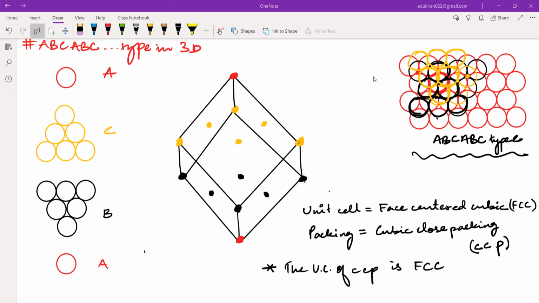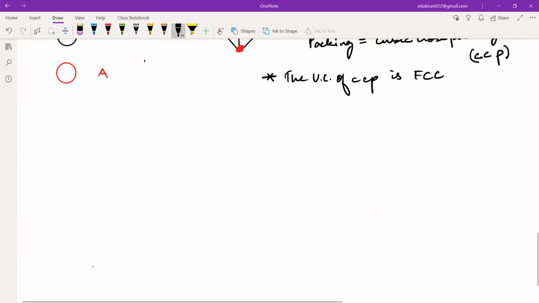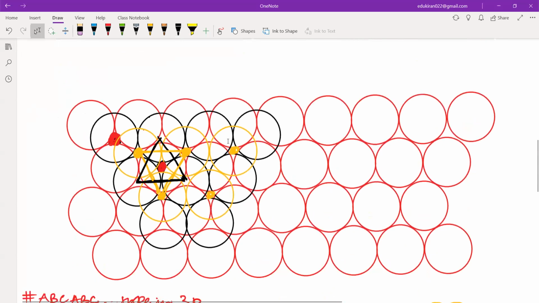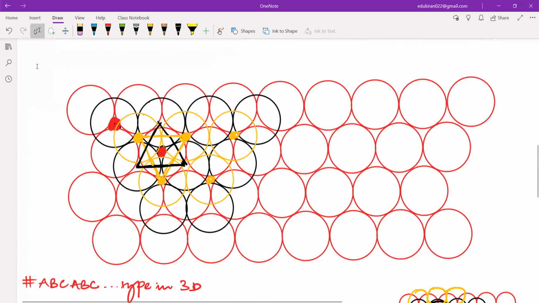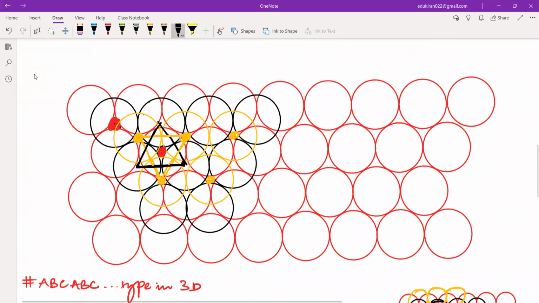Okay. So let us first of all talk about the coordination number in this type of packing. Coordination number. So for that, I will show the coordination number in two ways. I will look at the packing, okay, so this is the packing, right? I will show you the coordination number in this packing. Then I will show you from the unit cell also. So let us concentrate on this packing right now.